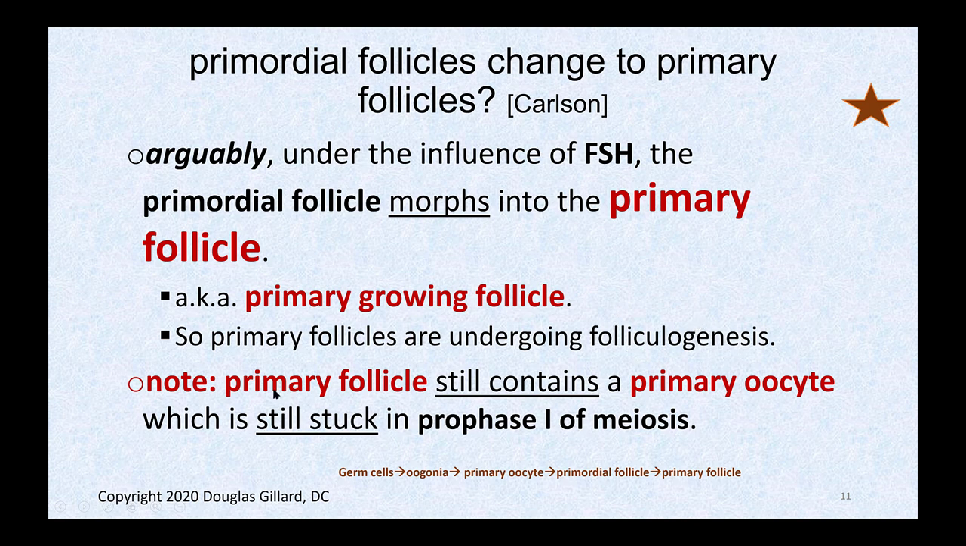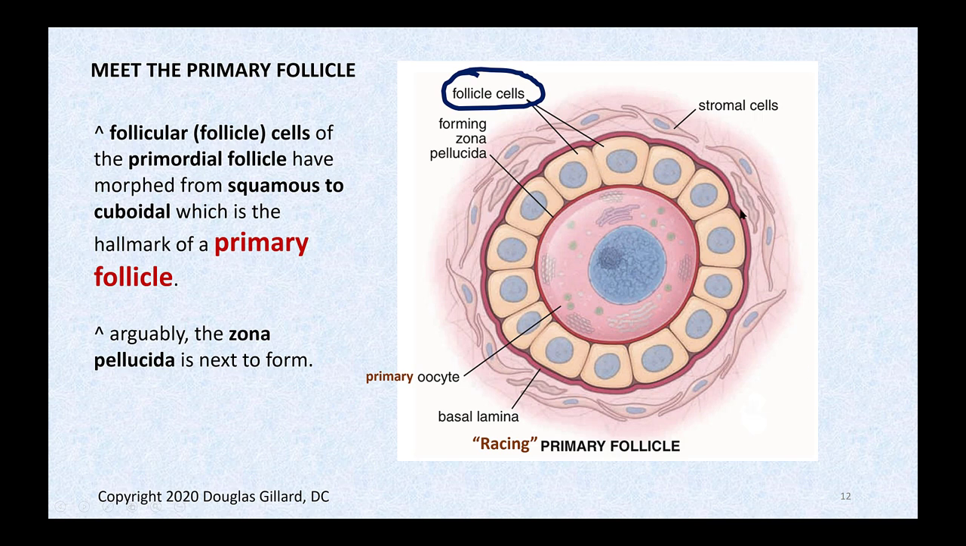Okay, and yeah, don't forget the primary follicle, it still has a primary oocyte inside that's surrounded by one layer of cells, but that's about to change, right? So here's our racing primary follicle, and there's our primary oocyte. We said it, a layer of cells grew around it to protect it. There's our layer of follicular cells, or follicle cells, this author calls it. There's also a basement membrane that's important called basal lamina layer, which is going to be important here in a little while.